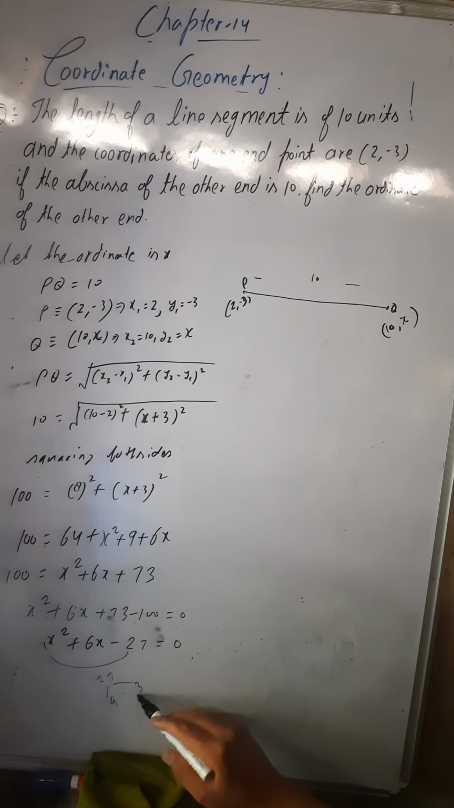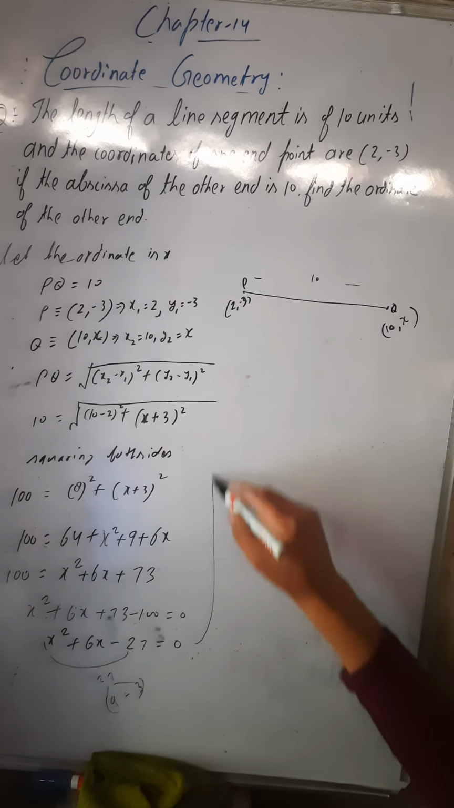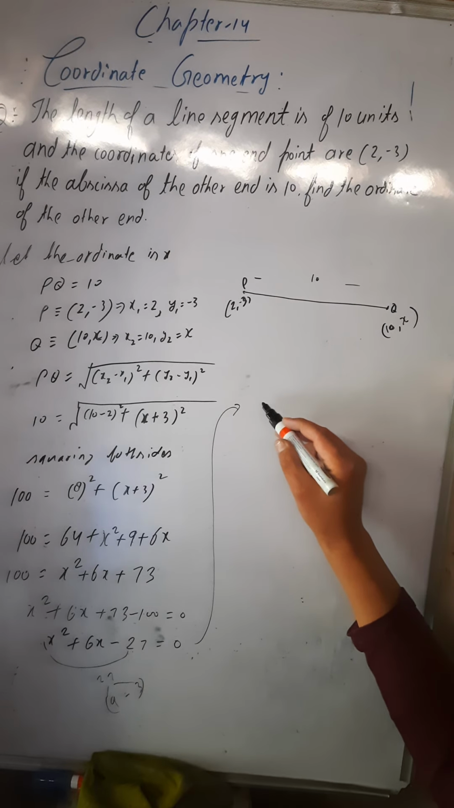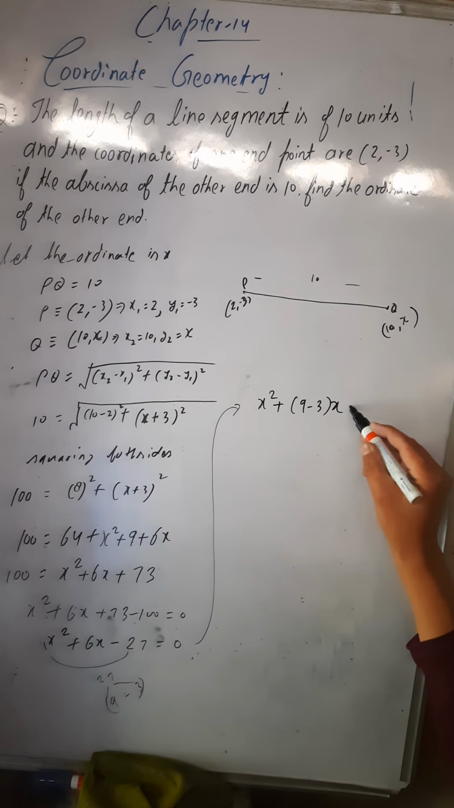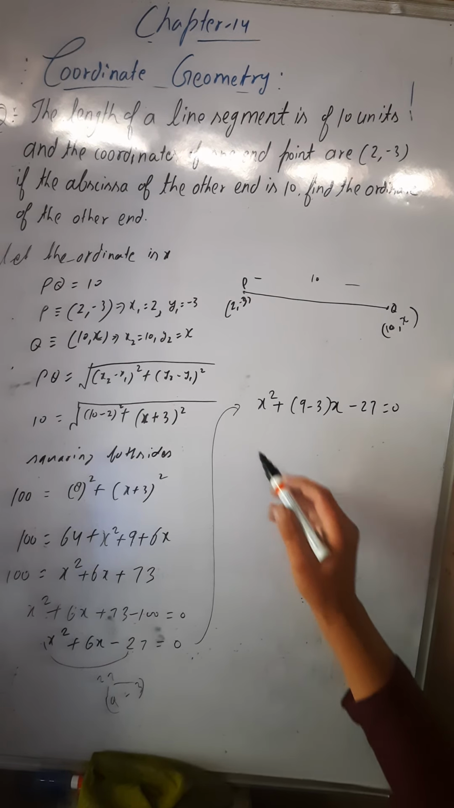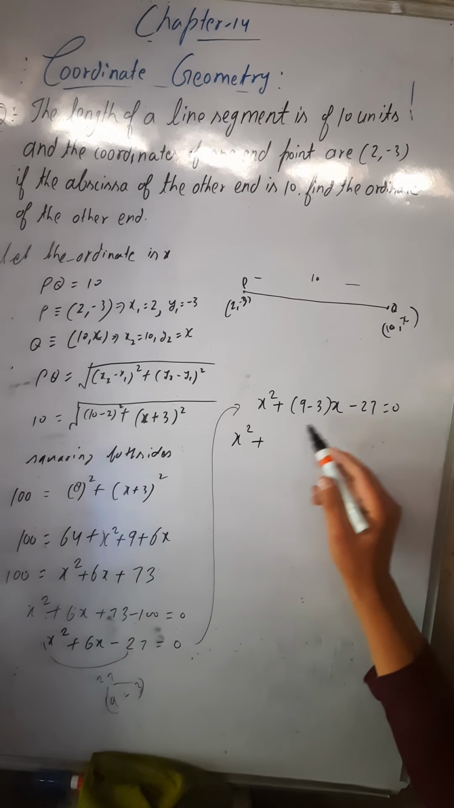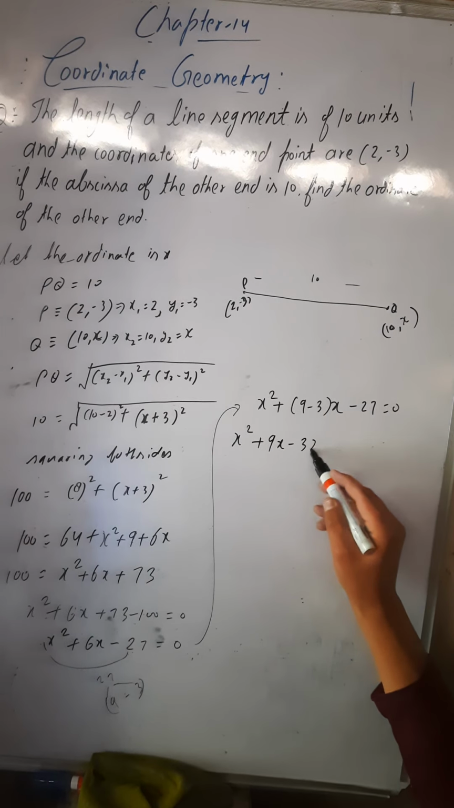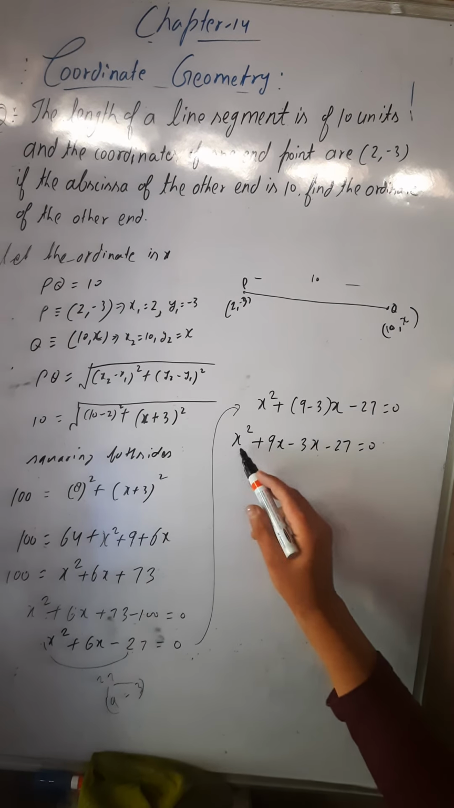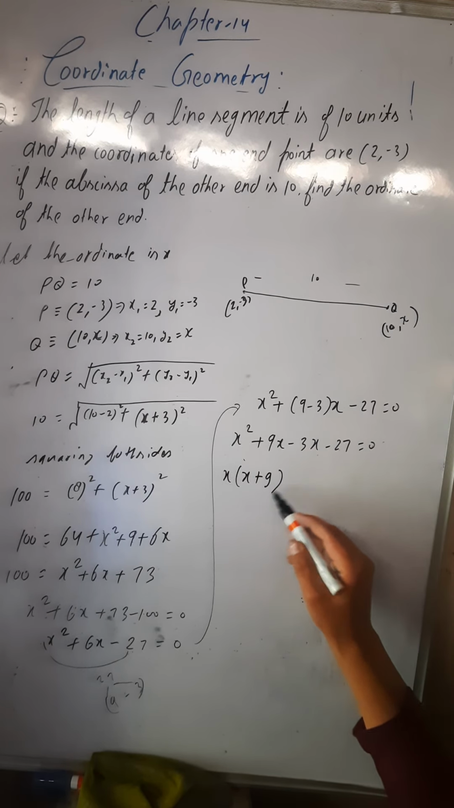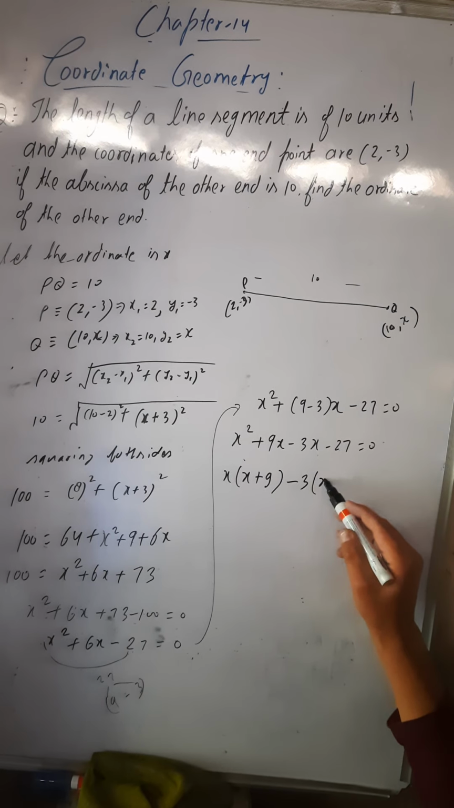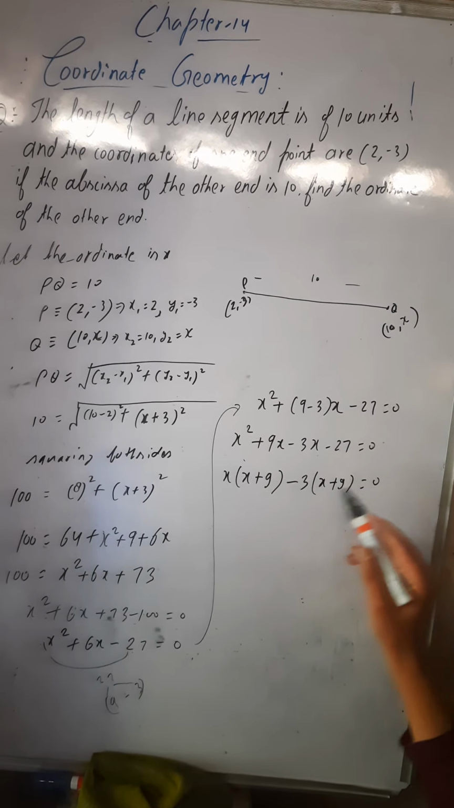Yes, I have 9 times 3 is 27, and 9 minus 3 is 6. So in place of 6 I will write 9 minus 3. Now I will solve this one question here. It will become x square plus (9 minus 3) into x minus 27 equals 0. So it will be x square plus 9x minus 3x minus 27 equals 0. What will be common here? x. If you take x common here, it will be x plus 9. Here minus 3 will have to be taken common, so it will be x plus 9 equals 0.